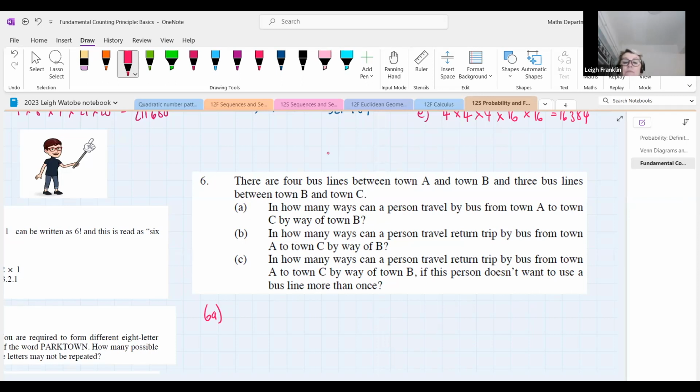What do you think? You're going from A to C through B. So first you have to go from A to B, and then you've got to go from B to C. And how many ways can this happen?